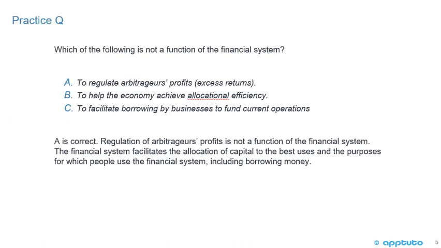Okay, A is correct. Regulation of arbitrage's profit is not a function of the financial system. The financial system facilitates the allocation of capital to the best uses and the purposes for which people use the financial system, including borrowing money.